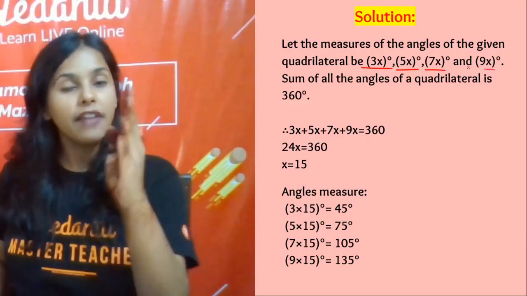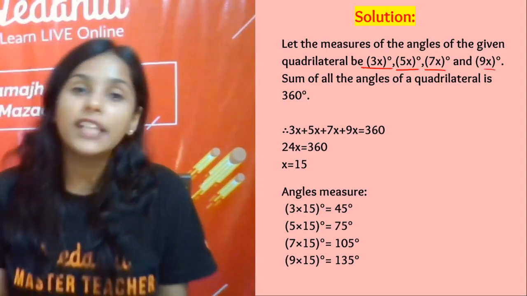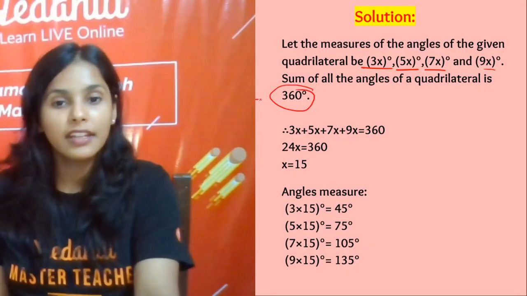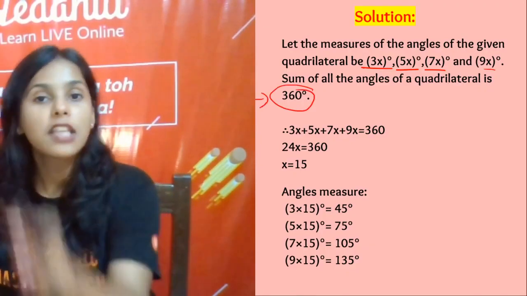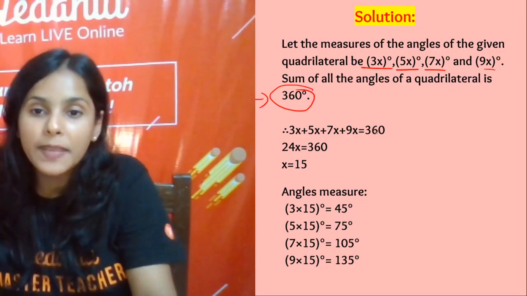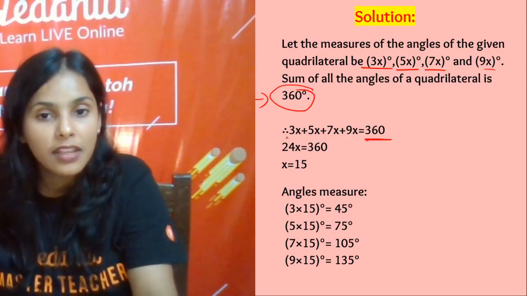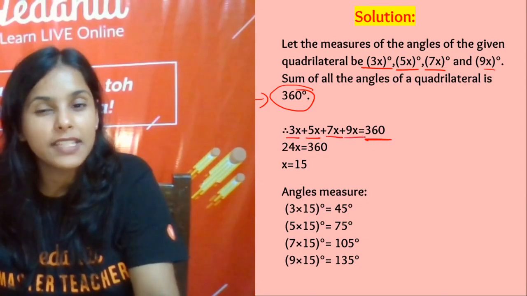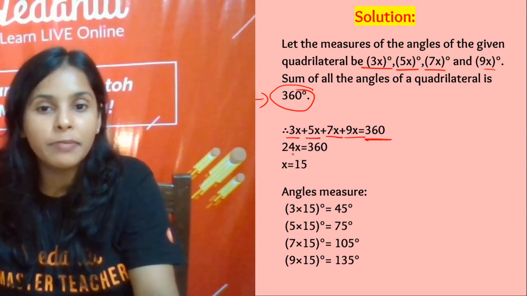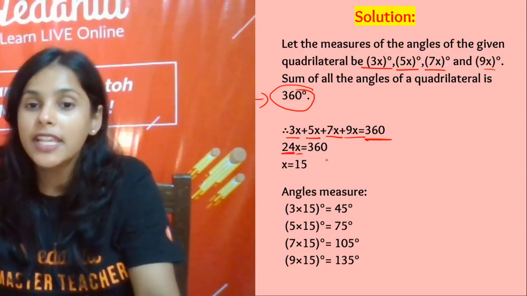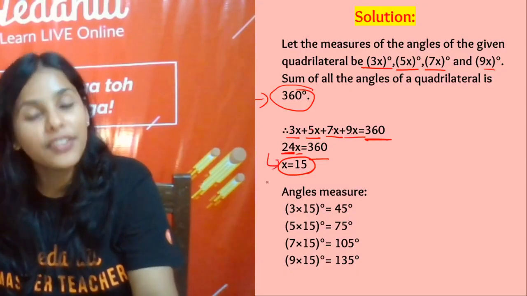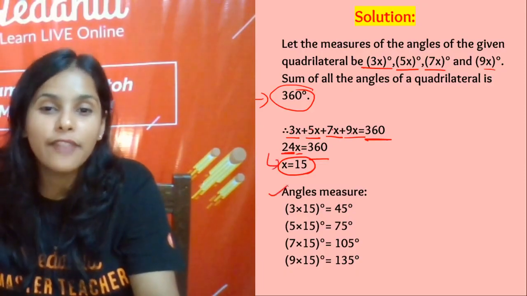Now we know that the sum of all the angles of the quadrilateral will be equal to 360 degrees. So therefore, the sum of all the 4 angles 3x plus 5x plus 7x plus 9x would be equal to 360. 3, 5, 7, 9 will be equal to 24x, which is equal to 360 degrees. So x will be equal to 15 degrees. Yes, so we have got x.